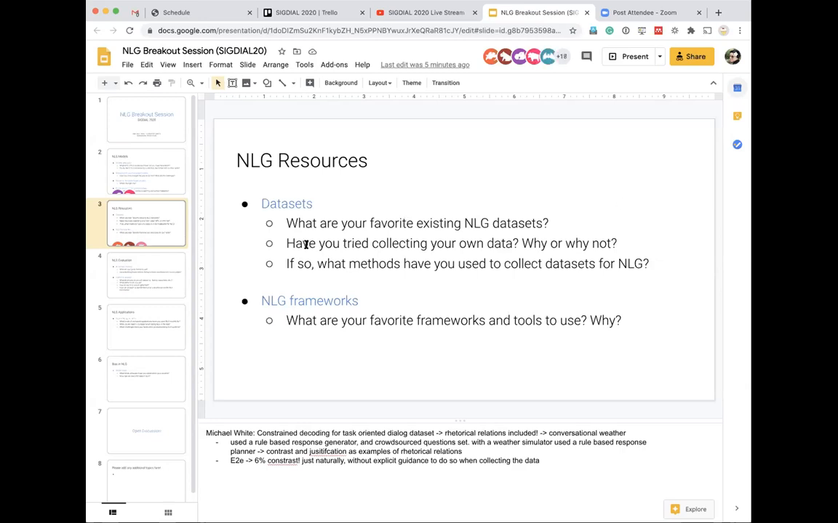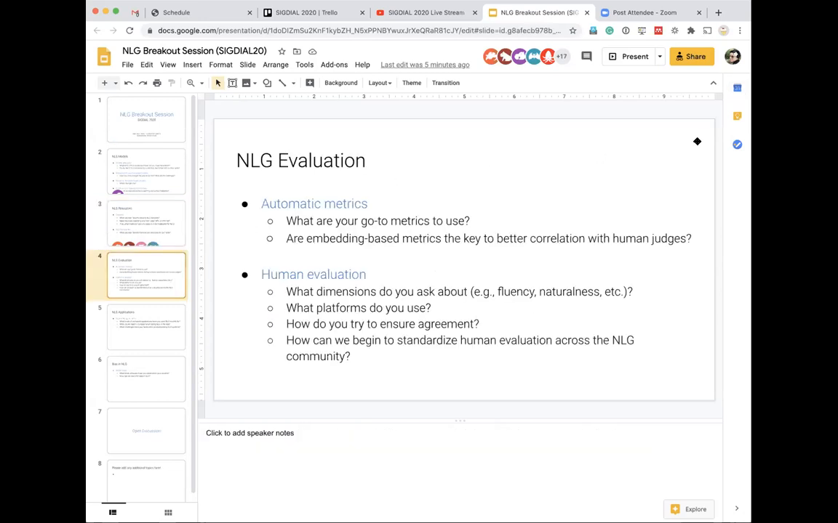I'll move on from this question here. I'll move into evaluation. This is kind of a highly debated topic in NLG. There's been lots of interesting papers calling out the fact that we need new evaluation metrics, notably the paper from Novikova a couple of years ago.